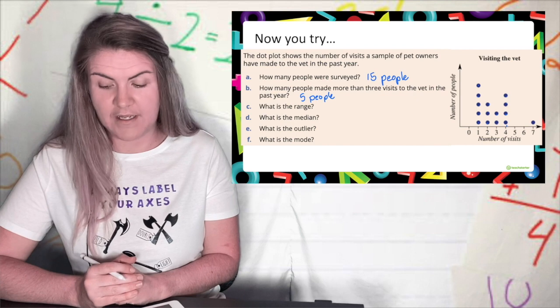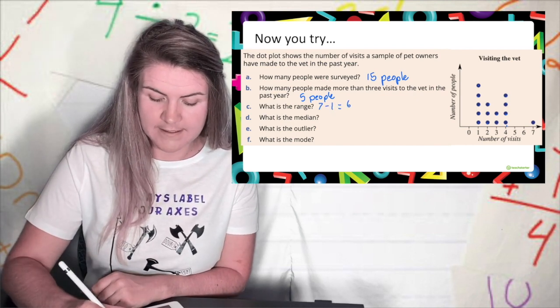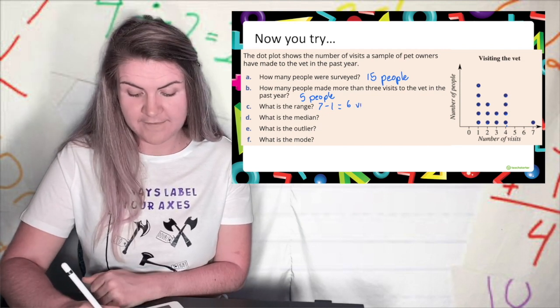C, what is the range? Range is the difference between the highest and lowest. My highest is 7 and my lowest is 1. 7 take 1 equals 6. My range is 6 visits.